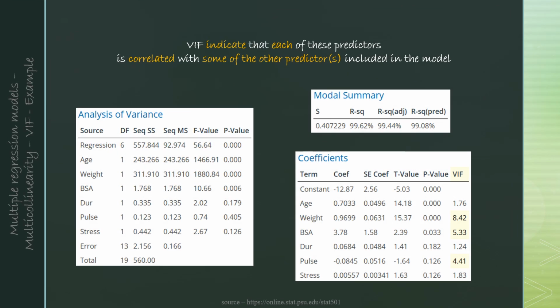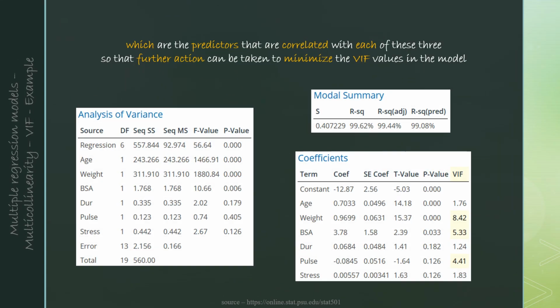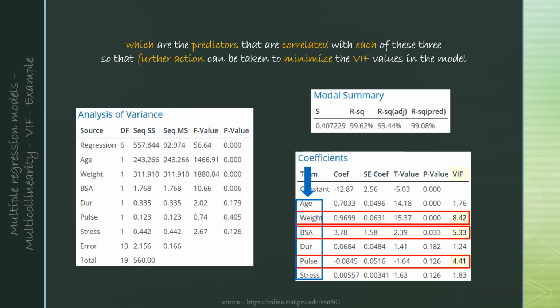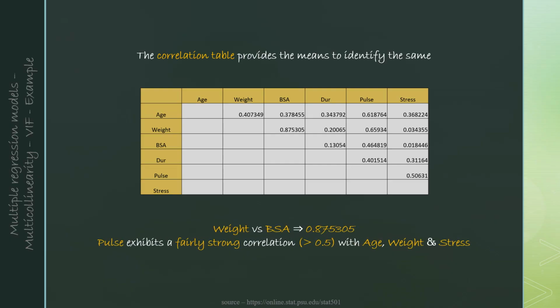These values of VIF indicate that each of these predictors is correlated with some of the other predictors included in the model. We need to understand which are the predictors that are correlated with each of these 3 predictors so that further action can be taken to minimize the VIF values in the model. The correlation table provides the means to identify the same. We observe weight versus BSA is the highest at 0.875305, and pulse exhibits a fairly strong correlation, greater than 0.5, with age, weight and stress.